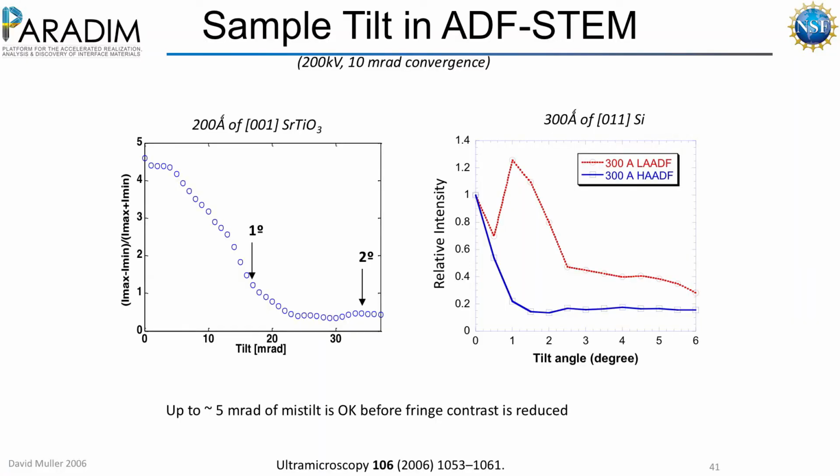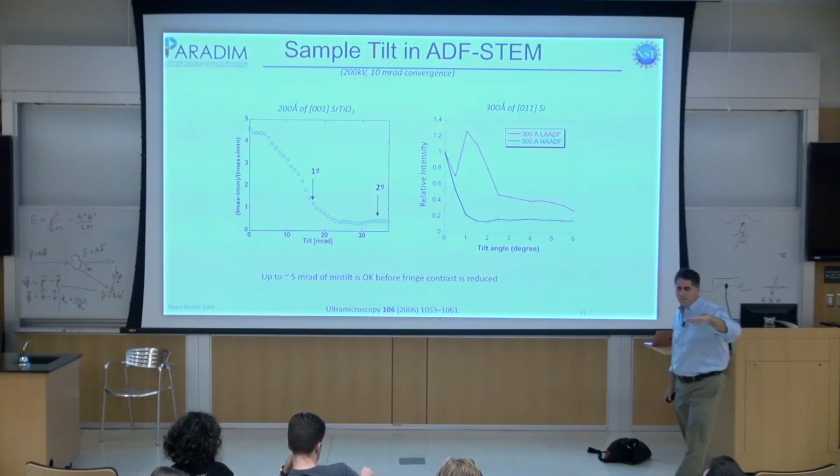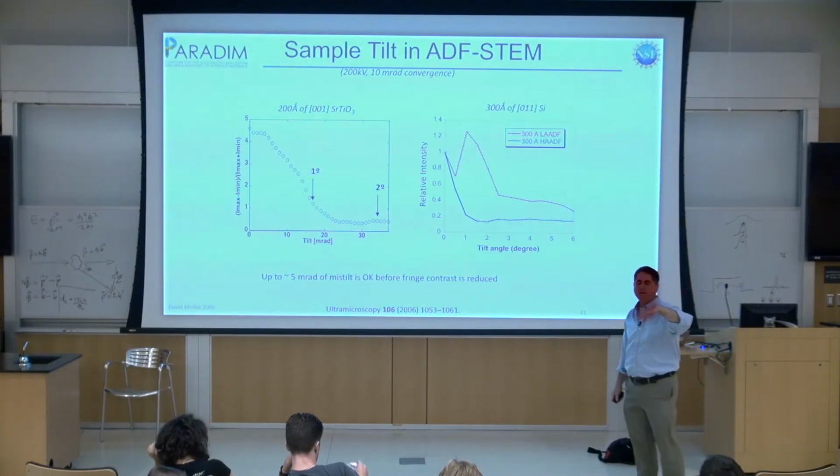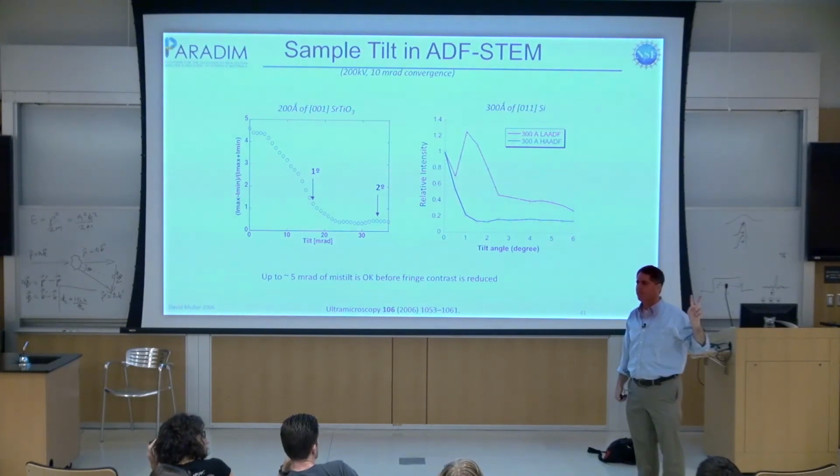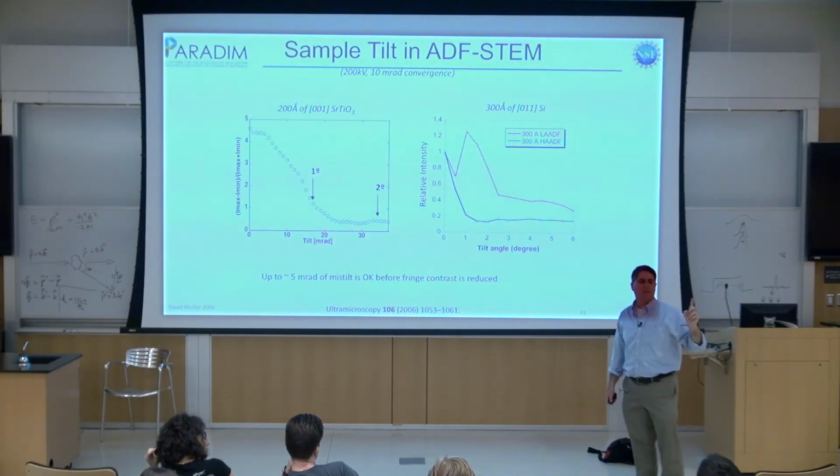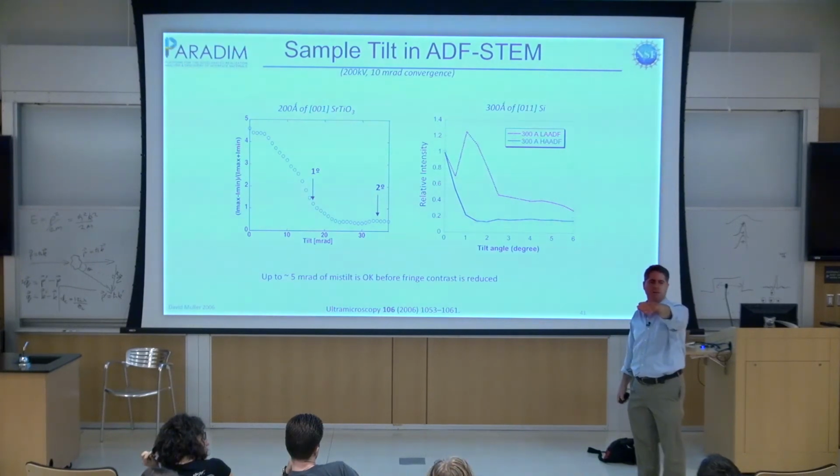The other thing you have to be aware of is that there are two ways to get a lousy looking STEM image. One is your sample is too thick, and you want a really thin sample. The thinner the sample, the better your STEM image. The other way you get a bad STEM image is your sample is tilted.